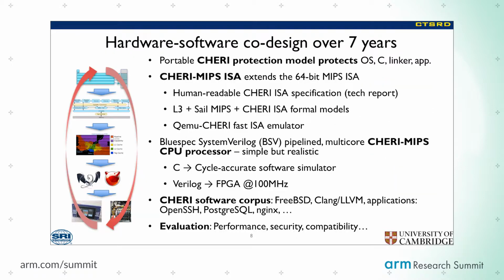So the CHERI project has been now going on for just under 7 years. We have a portable CHERI protection model. This is abstract. It is architecture independent. We found that it can be mapped into several architectures. This affects how we design software. We program to the protection model, we teach the operating system about it, and so on. And one interesting thing we've learned is that we can really write portable CHERI code that is not specific to the MIPS architecture, which we designed it for originally.